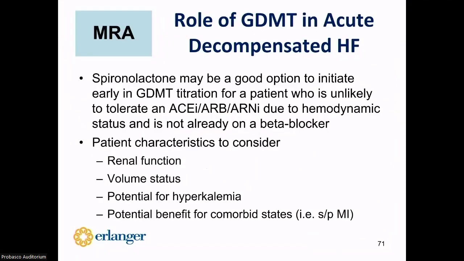So what should we do with our spironolactone and eplerenone for patients admitted with acute decompensated heart failure? I think if you have a patient who's really hemodynamically unstable and you're looking to add an agent and their renal function and potassium can handle it, it could be a really good option because we only require those lower doses of the 12.5 to 25 milligrams to make this a benefit for patients. Making sure we keep in mind, again, volume status, our potential benefit in other comorbid states, hyperkalemia, and renal function.